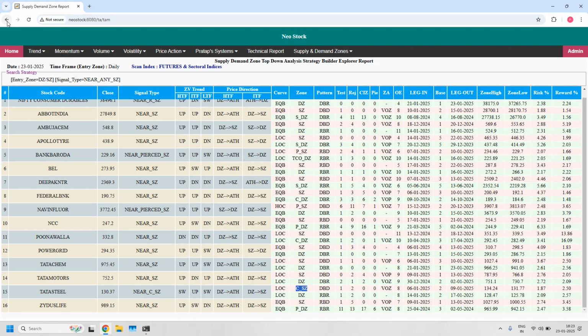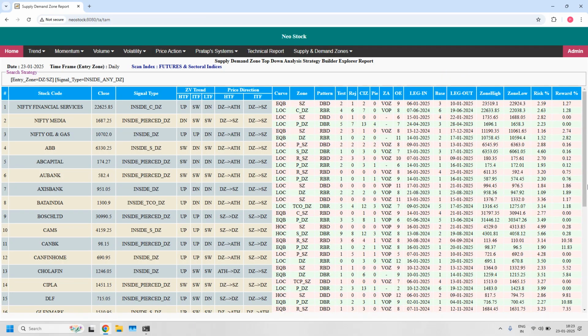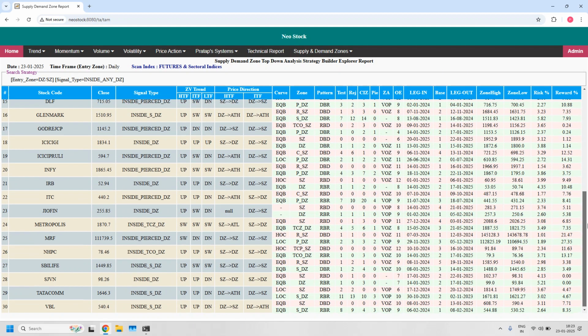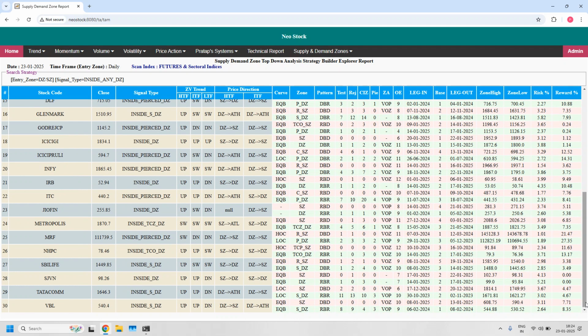Okay, next, for daily time frame, price closed inside the daily demand zone. We got 30 stocks. First 15 stocks in the list. I'm scrolling the list down. So total 30 stocks are filtered.